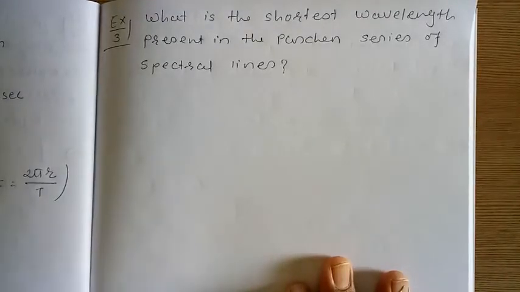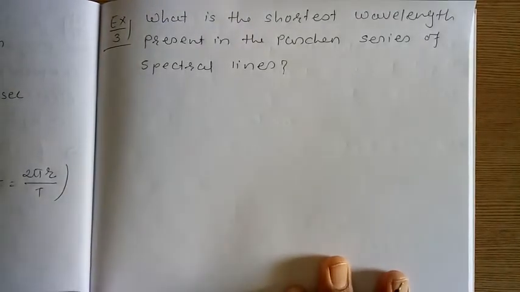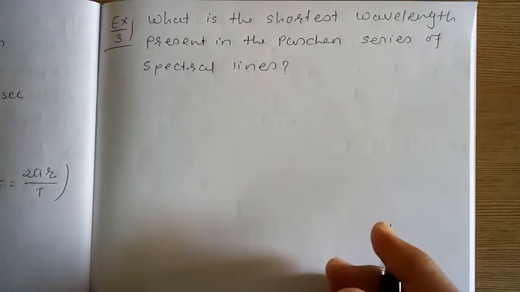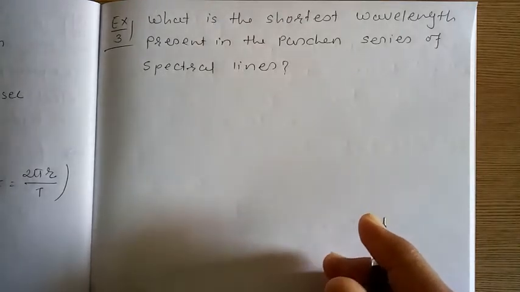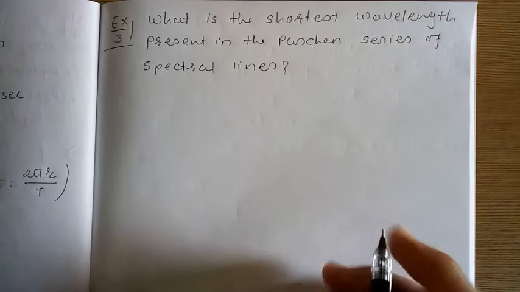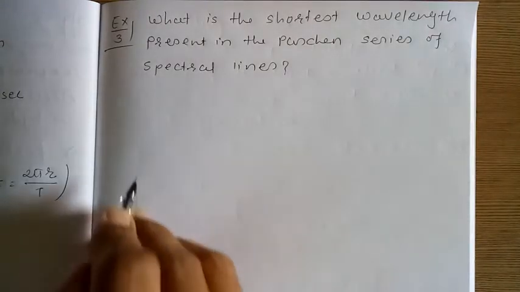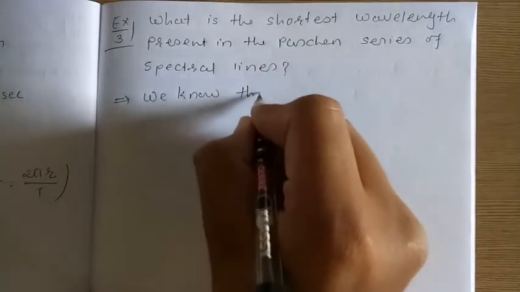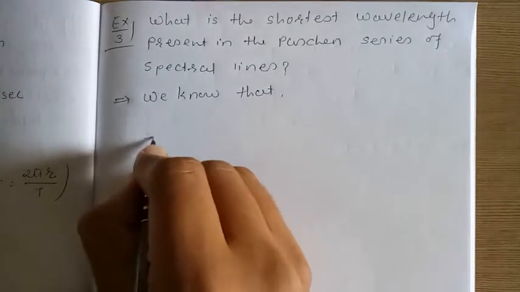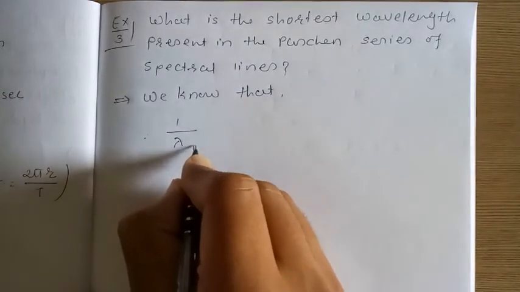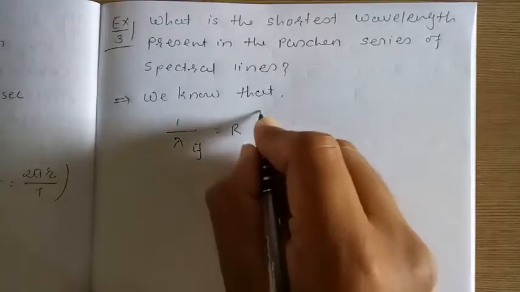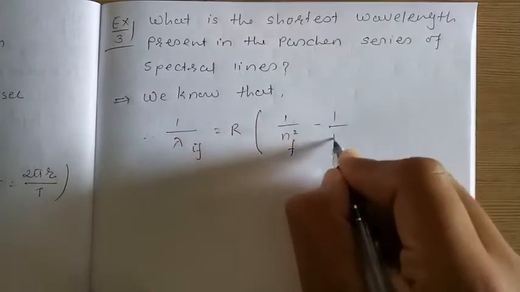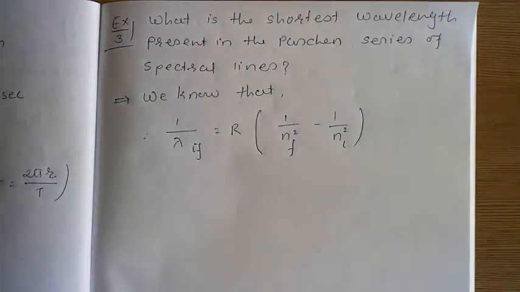Hello friends. Example number 3. What is the shortest wavelength present in the Paschen series of the spectral lines? Now we know the formula of wavelength: 1 upon lambda is equals to R into bracket 1 upon NF square minus 1 upon NI square.